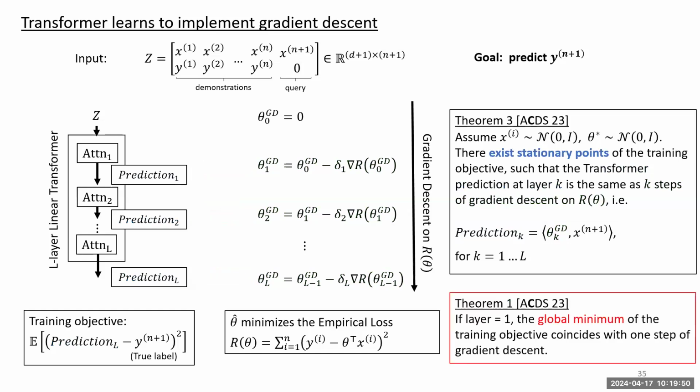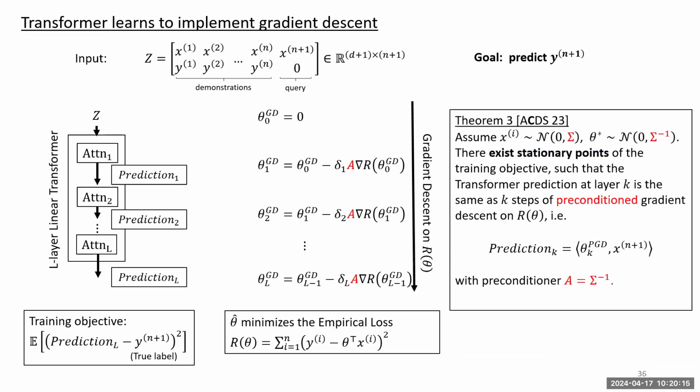And furthermore, when the number of layers is 1, we show a much stronger result. Instead of showing a stationary point, we can show that the global minimum of the one-layer transformer coincides with one step of gradient descent. And as I briefly mentioned just now, other people have been able to show even stronger results, that you're actually guaranteed to converge to that global minimum given the right initialization in the one-layer case. Okay. Now back to the earlier setting.